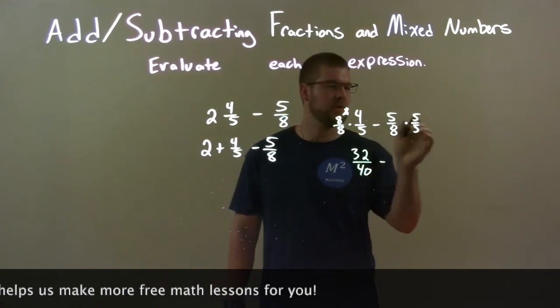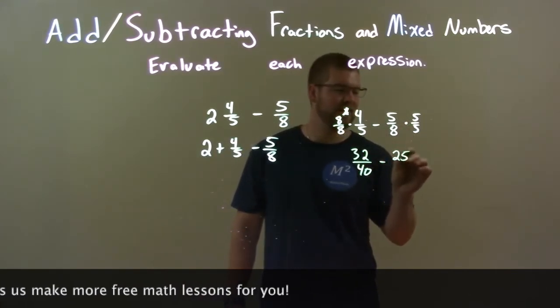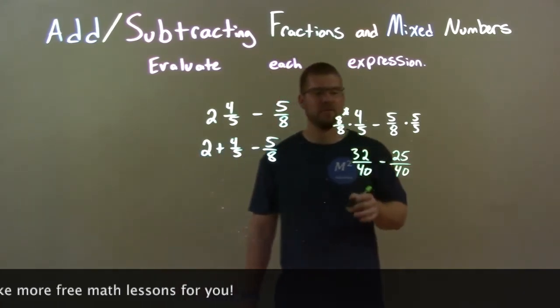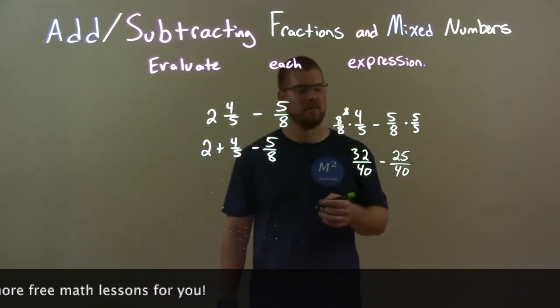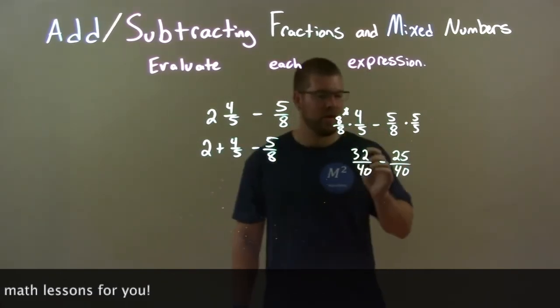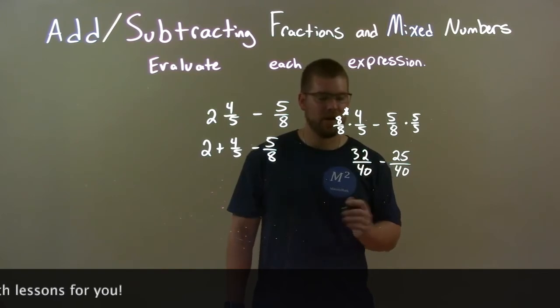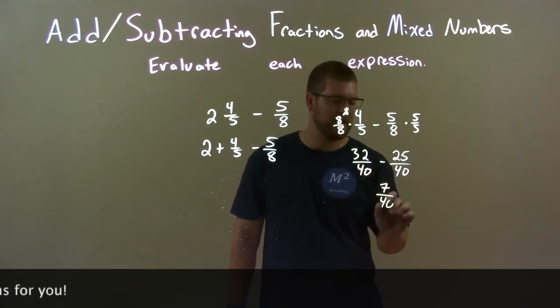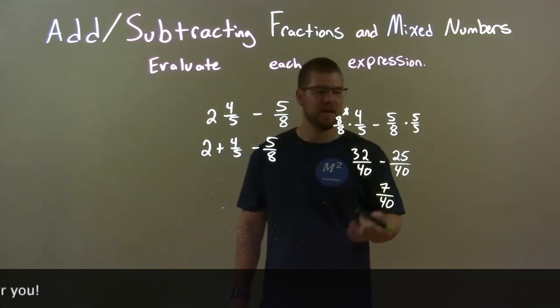Then we subtract here, 5 times 5 is 25. And 8 times 5 is 40. So now we have 32 over 40 minus 25 over 40. Base is the same, so we worry about the numerator. 32 minus 25 comes out to be a 7. And the 40s are just the same down there. So now we have 7 over 40.